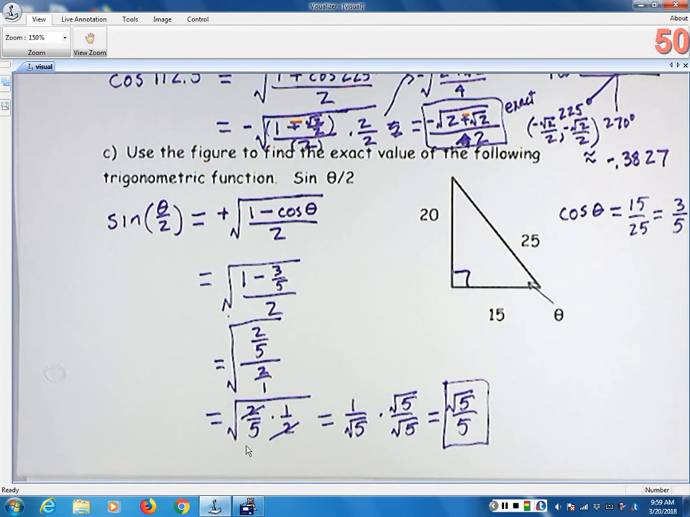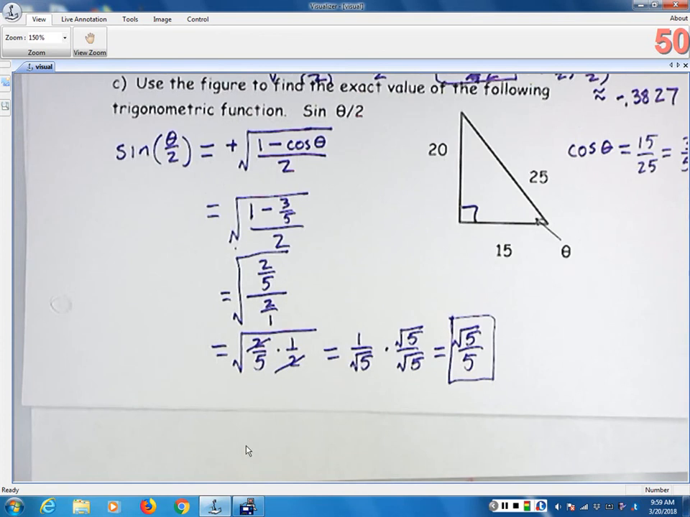Okay, so you need to remember, you're going to be expected to show your work out by hand. You need to remember these rules for fractions and square roots.